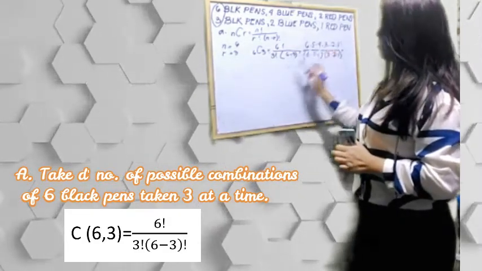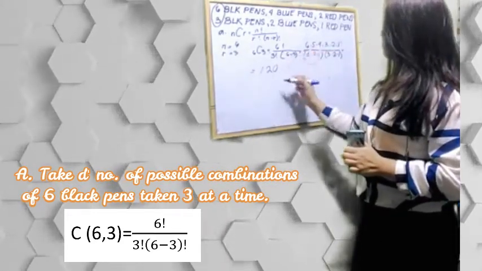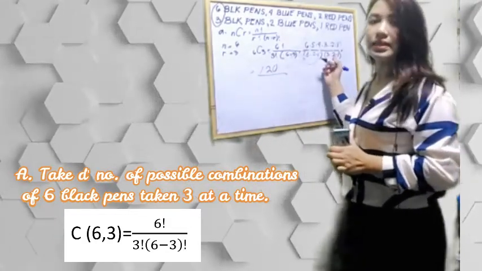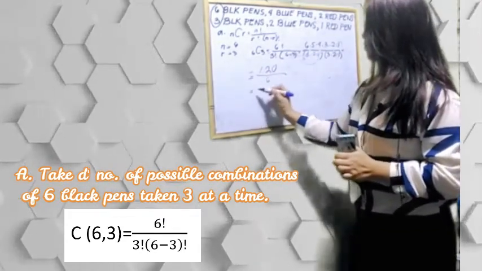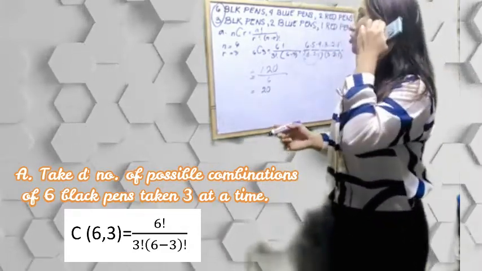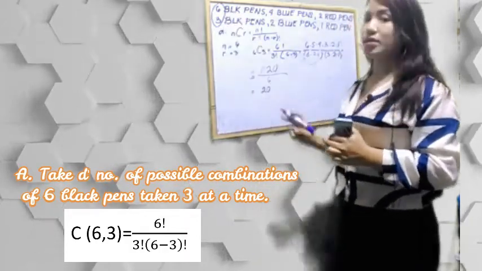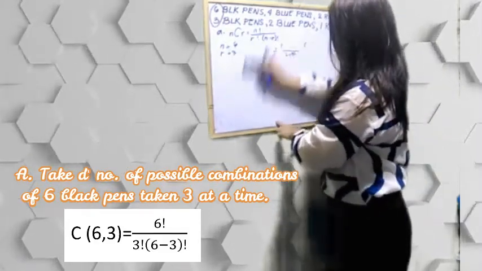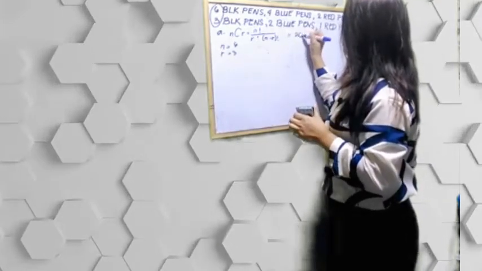6 times 5 is 30, times 4 will give you 120, over 3 times 2 is 6, times 1 is 6. So 120 divided by 6 will give you 20. For our first solution, the number of possible combinations of taking 3 black pens out of 6 black pens is 20 possible ways. So we're not done yet. Just follow my solution. Our first combination answer is 20 ways.